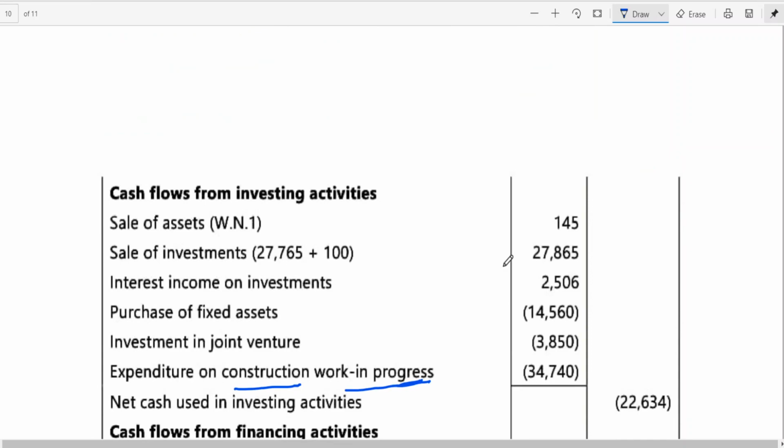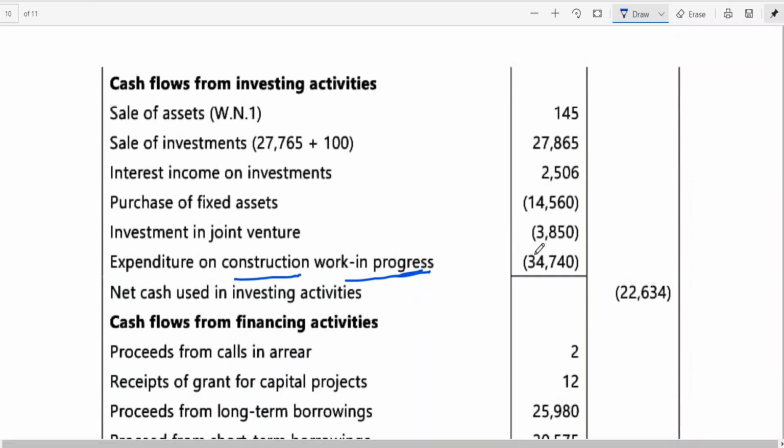And sale of investment, this also I have told you already. Interest income on investments, I have also told you. Purchase of fixed assets has been straight away given in the problem. 14,560. Investment in joint venture, no working note, straight away has been given. Expenditure on construction, work in progress, also I told you already, is nothing but capital work in progress. You learned the capital work in progress word in foundation, building under construction, in the not for profit making organization chapter.